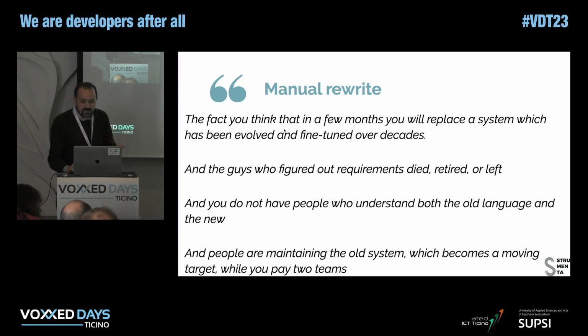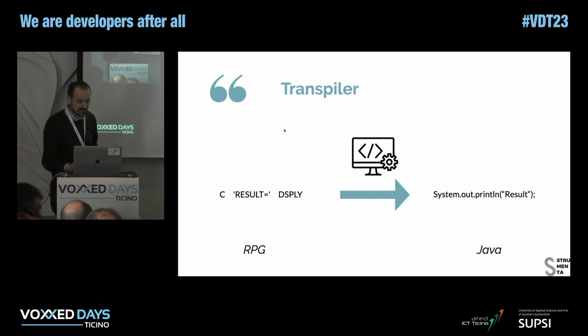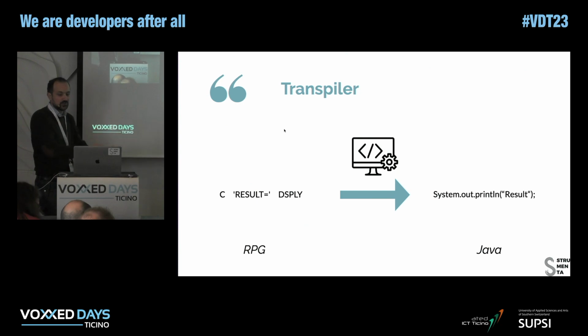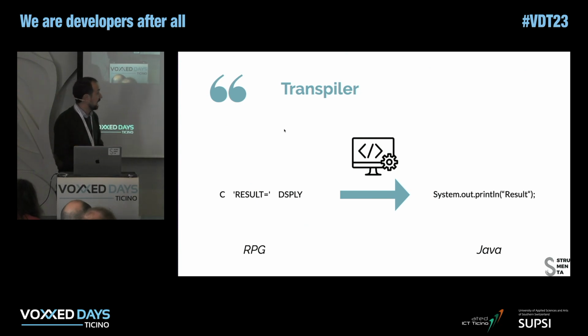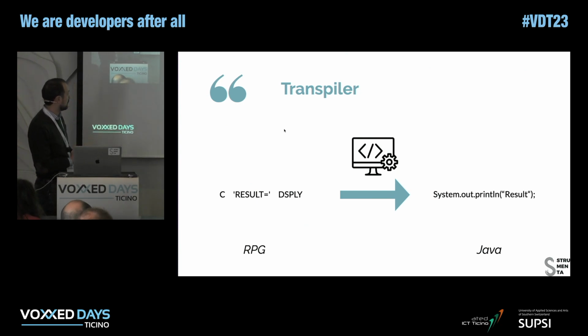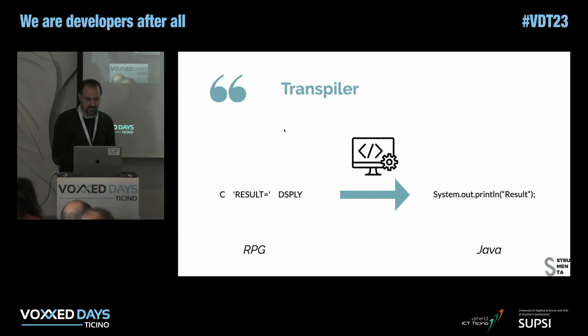So in many cases, someone starts looking at creating a transpiler after this experience. And what is a transpiler? It is an application that just reads the old code and produces the new code. And this is an example of a line of RPG code and the corresponding one in Java.